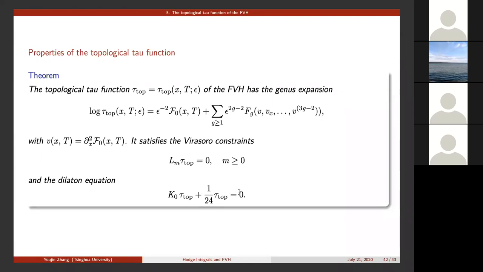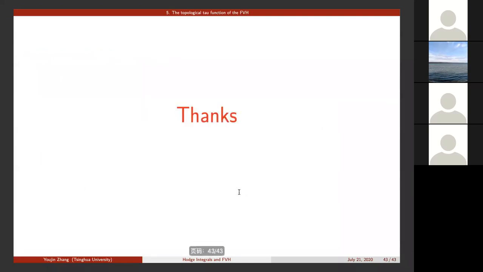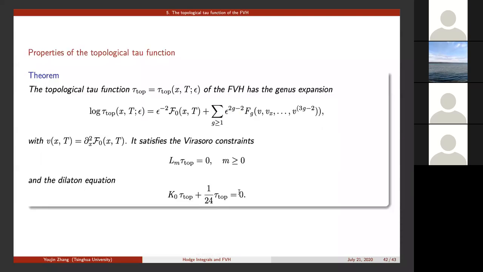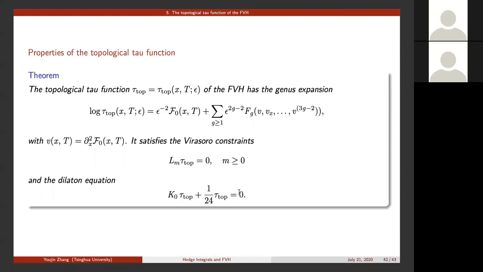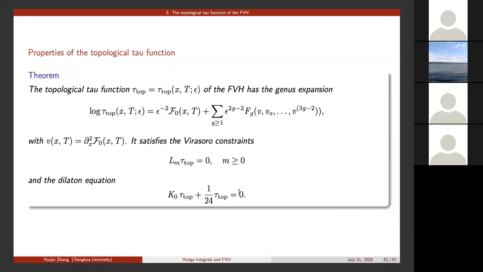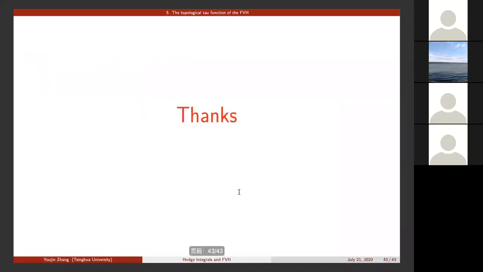So in this way, we prove that this tau function satisfies the same conditions as the partition function of the Hodge integrals. So this means that the partition function of the Hodge integrals is a particular tau function of the fractional Volterra hierarchy. So this is what I want to explain to you. Thank you.